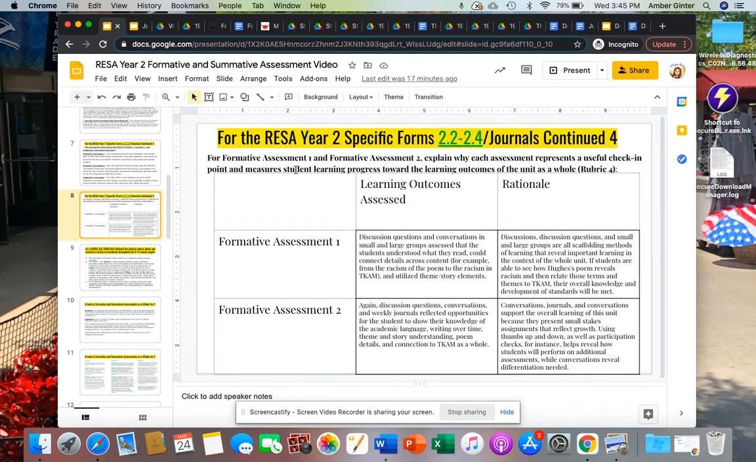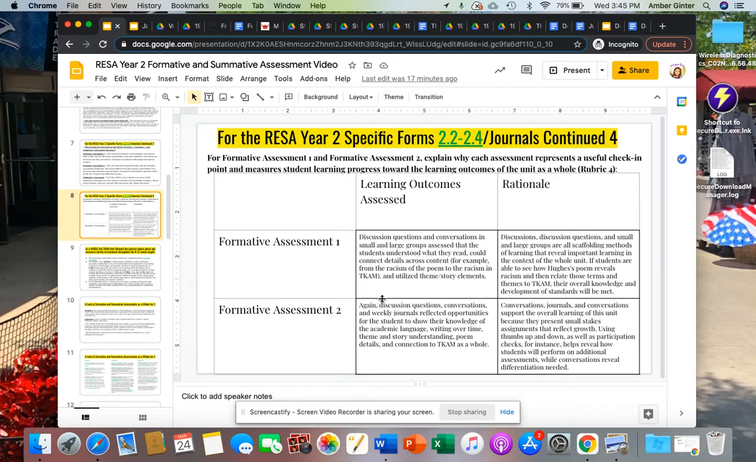For both formative assessment one and two, I put the same thing: discussion questions and conversations in both small and large group settings allowed students to express what they understood from what they read. They could connect that across content, for example, the racism of a poem to the racism of the novel. The questions they did always reflected those conversations in class, where we discussed it, read the chapter, and wrote over time.